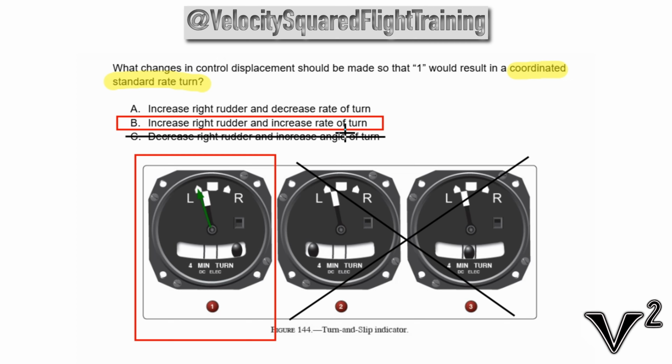Increase right rudder, increase rate of turn. Okay. If you want to coordinate this turn over here, you want to press on the left ball. So step on the ball, so press on the left rudder, and you're already coordinated here. So that's kind of the examples.